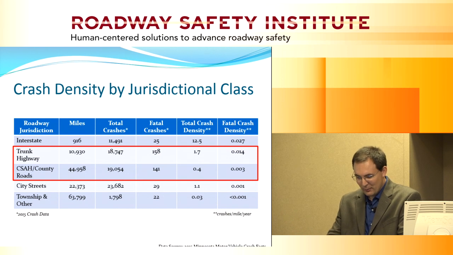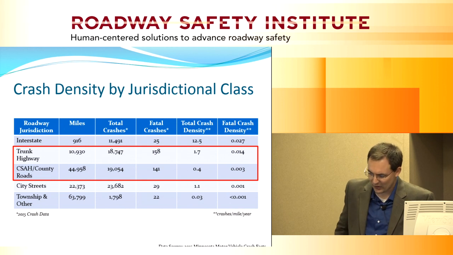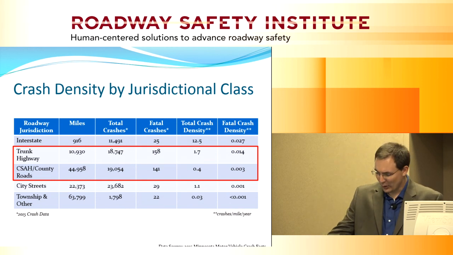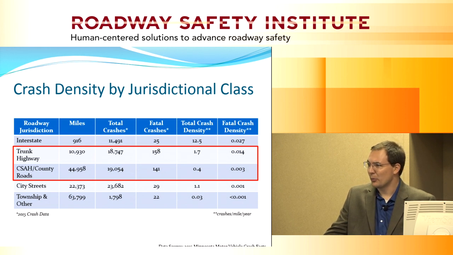Take this chart I put together with some public data. If you look at the total mileage by different jurisdictional roadway and look at total crashes, fatal crashes, and then you look at that fatal crash density, that's an extremely low density. Take 0.003 times the total mileage in your agency. That's not very many, especially over hundreds of miles.